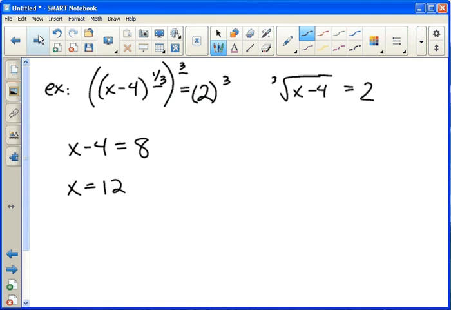You cannot do square root of a negative, 4th root of a negative, 6th root of a negative, and so on. So just be aware, anytime it's an even root, square root, 4th root, and so on, you do need to check your answer to make sure it works. With cube roots and 5th roots, you don't have to worry about it.